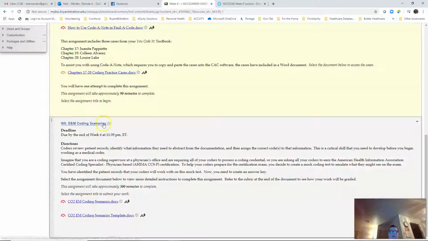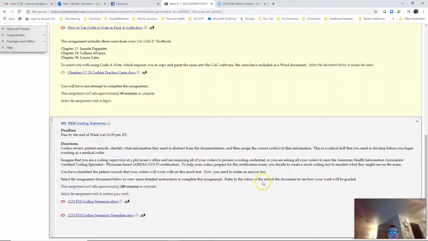We have your E&M coding scenarios here. This is an assignment that you work on. There is an instruction and then a template. So you want to make sure that you're utilizing those. If you have any questions on this assignment, please let me know.